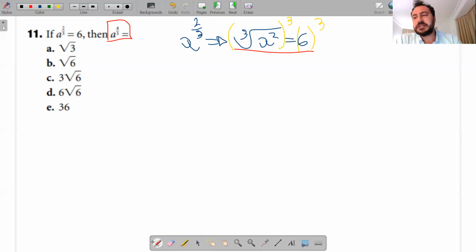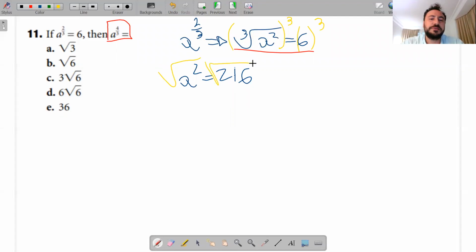What's going to happen is that on the left I will have a to the power of 2, equal to 6 to the power of 3 on the other side, which is equal to 216. Now I need to find a. Since a is to the power of 2, I have to take the square root of both sides, and that's what we're going to do.